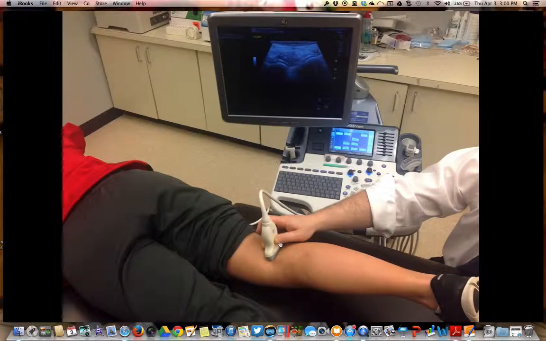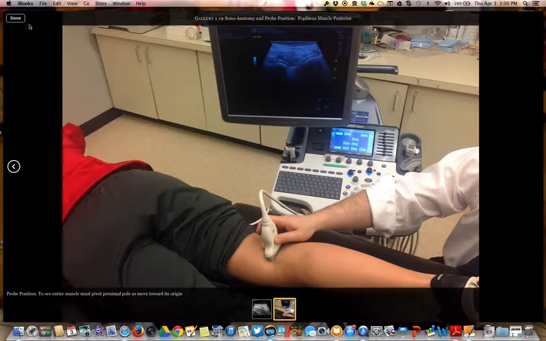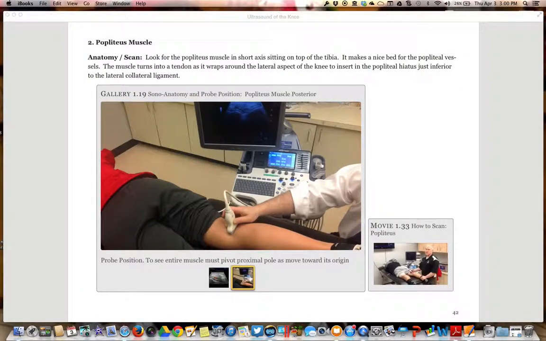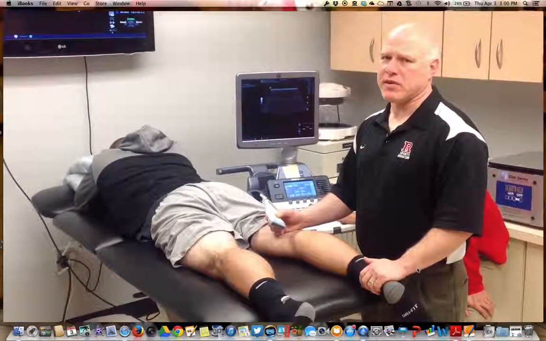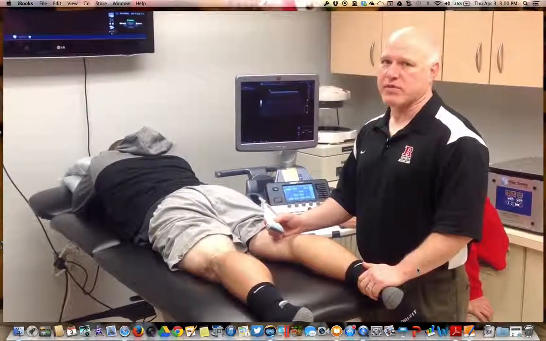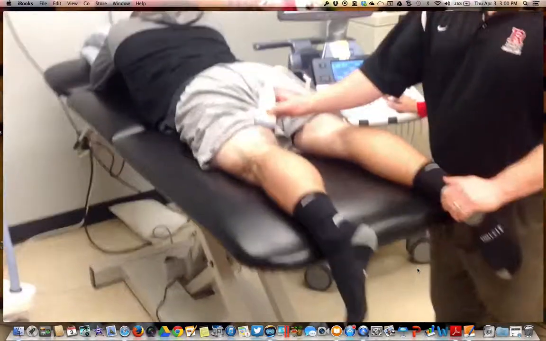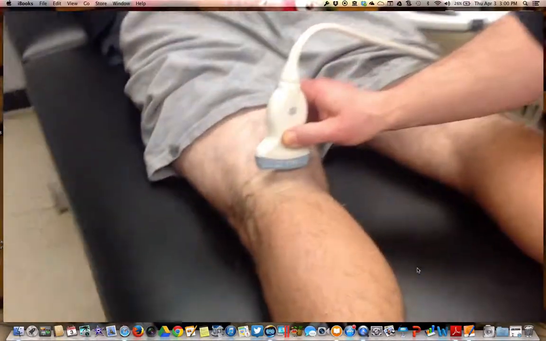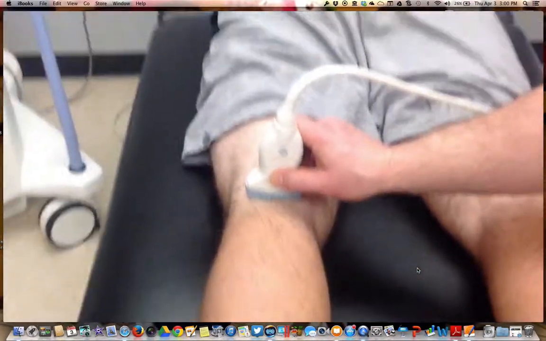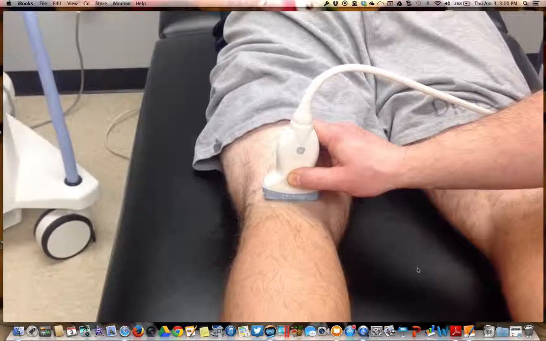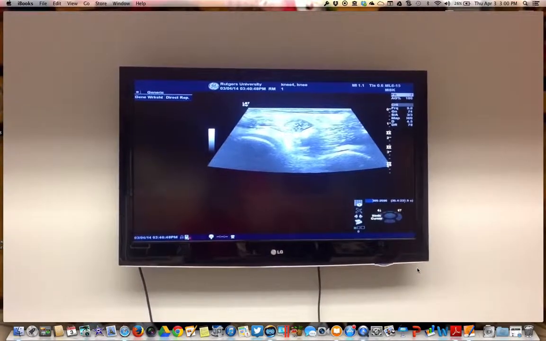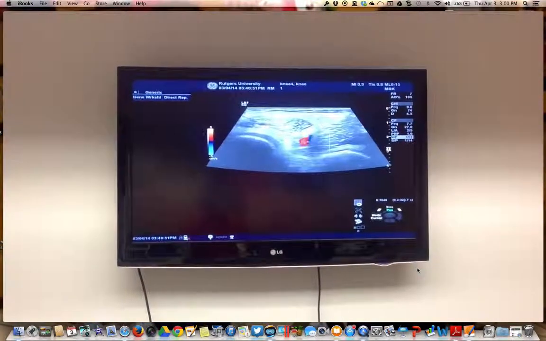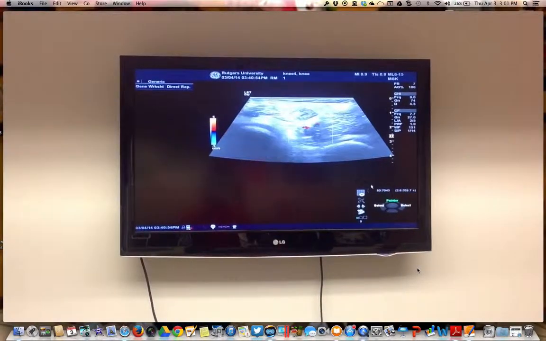Probe position in the popliteal fossa. Let's review how to scan this. Our next structure to look at is going to be the popliteus muscle, looking at it from the posterior aspect. The popliteus muscle is easily seen in a short axis approach by placing the probe again over the popliteal crease, looking at our two bony landmarks, looking at our neurovascular in the direct center. Once we see the neurovascular, we will then bring the probe down distally.